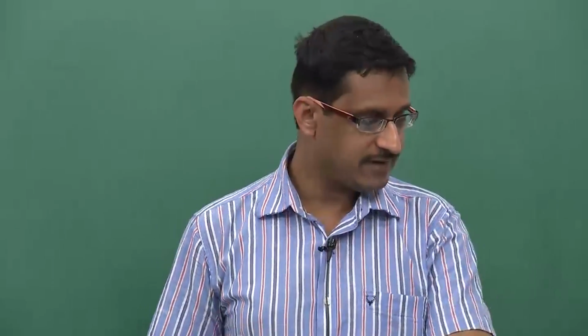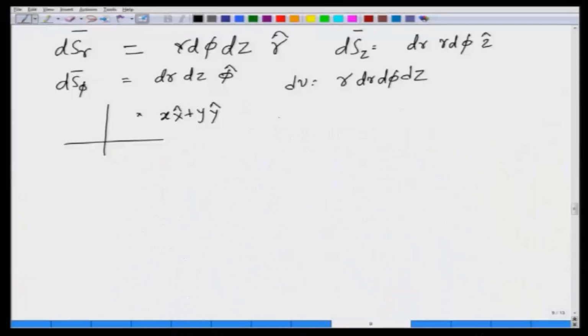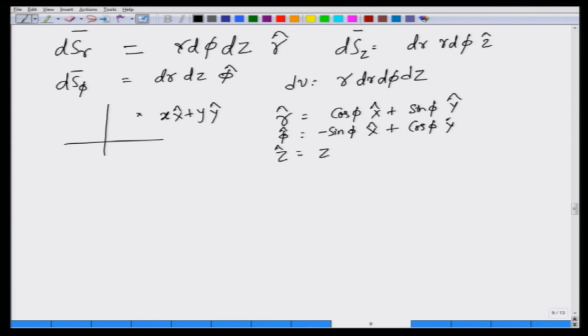So, how do I specify the vector in cylindrical coordinates? Well, I go back and relate them to the Cartesian coordinates. R hat is given by cos phi x hat plus sin phi y hat, and z hat will be equal to z hat itself. Phi hat is equal to minus sin phi x hat plus cos phi y hat.